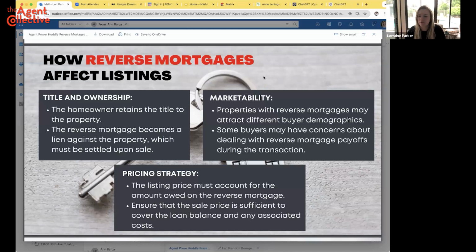So, properties with reverse mortgages. Now, reverse mortgages, are they assumable, Mike? They are not assumable. No, you've got to pay them off. When the last living borrower leaves the home, it must be paid off, sold, or refinanced. Some buyers may have concerns about doing the reverse mortgage payoffs during the transaction because, again, the lien on title shows a large amount, right?